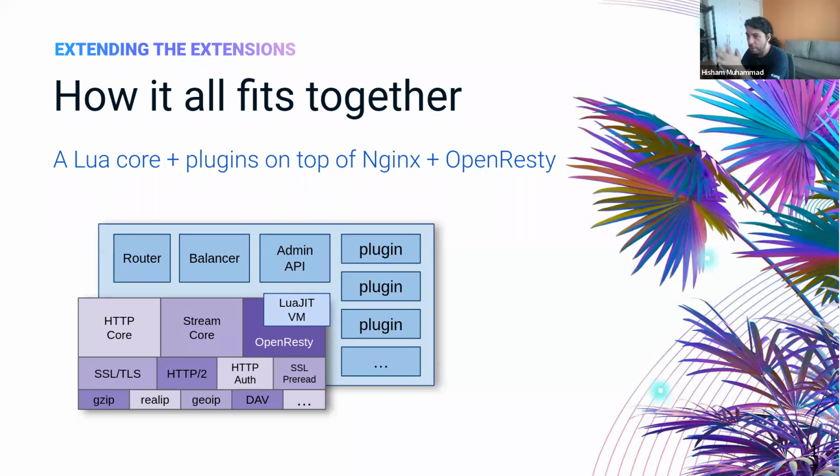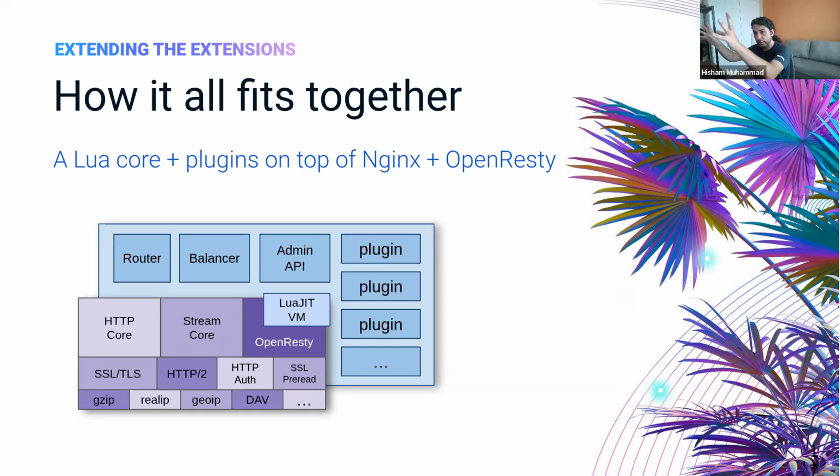So let's get back to that diagram of the architecture of Kong and expand that a little bit. How it all currently fits together: what we really have is that Nginx binary built of several modules. We have that OpenResty module that loads a LuaJIT VM, and inside the namespace of that VM is where all of the Lua code runs.